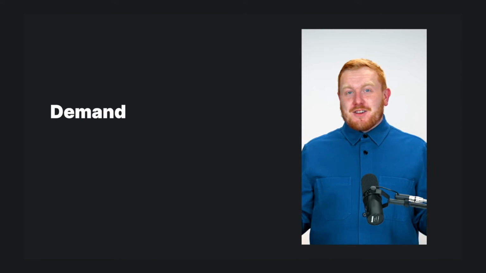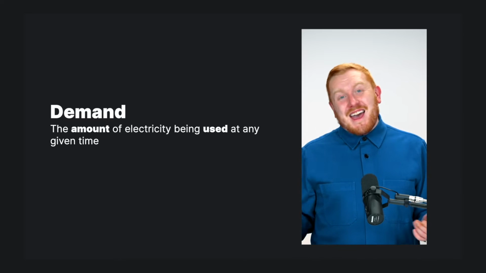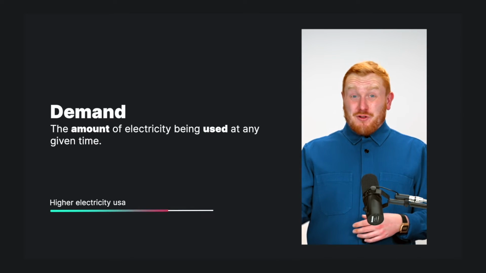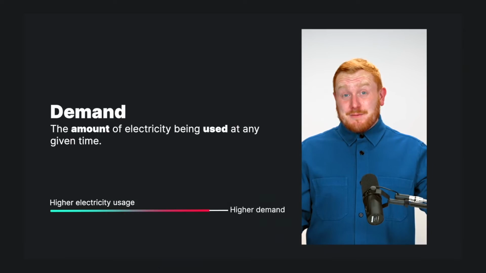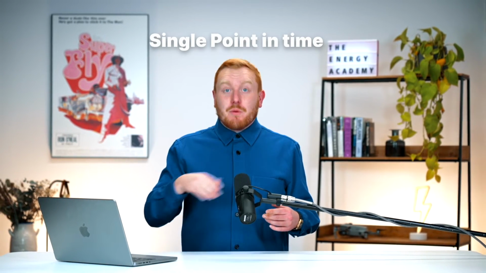So now we know what generation is, how it's measured, where it comes from, and who provides it, we need to understand why it's needed. As I've already mentioned repeatedly, the supply of electricity must meet demand. But what on earth do I mean by demand? Demand simply refers to the amount of electricity being used at any given time. Therefore, the more electricity being used, the higher the demand. When people talk about demand, they're usually referring to the amount of energy being used at a single point in time, which is measured in watts.